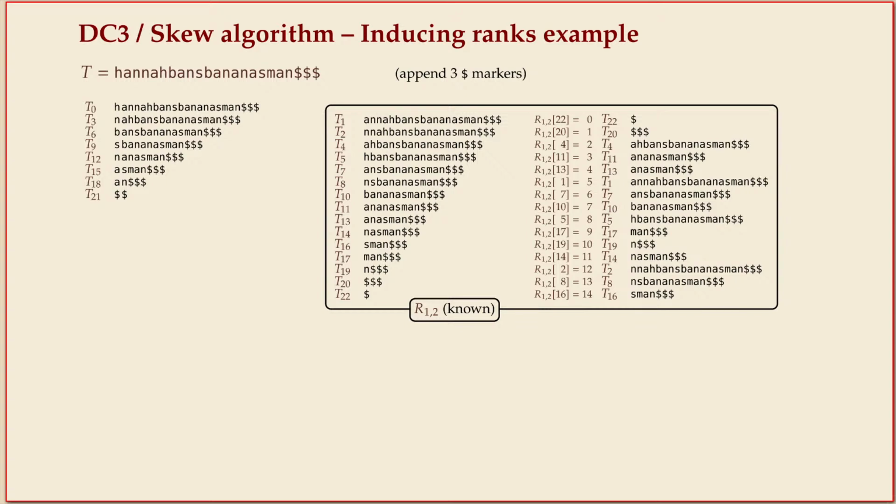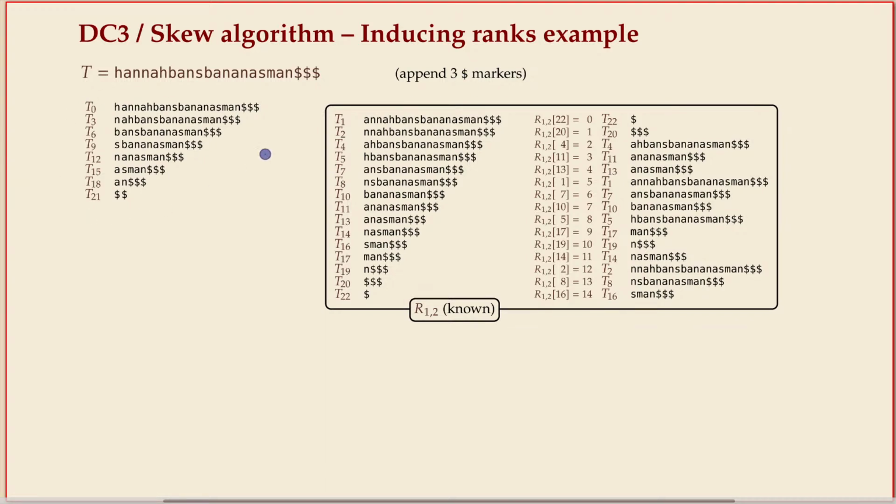So here's a concrete example that shows how that works. We have a slightly longer text. And to make life convenient, since we're chopping off parts, multiples of 3, it's convenient to add a few more dollars at the end to make sure that we always have enough characters to compare.